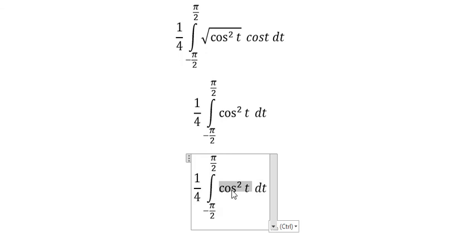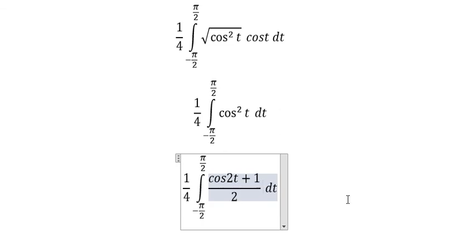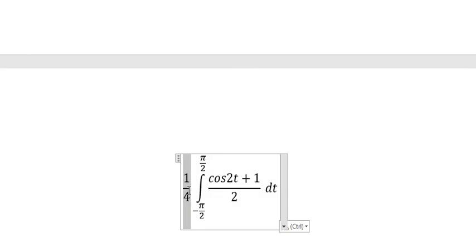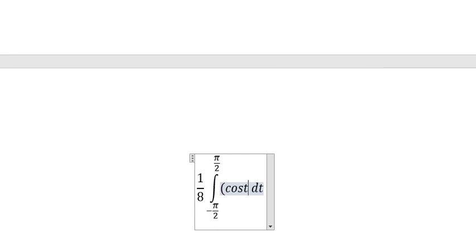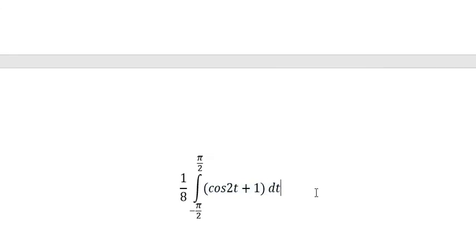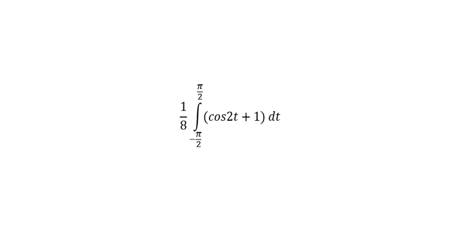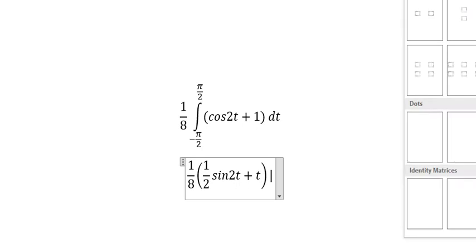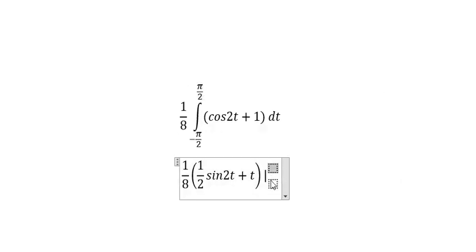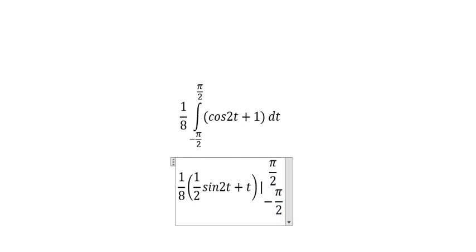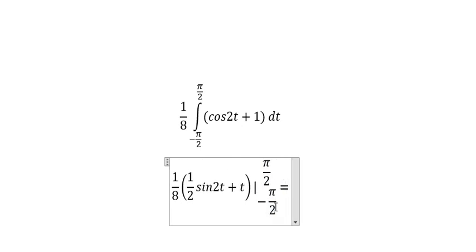So we change cosine t squared into cosine 2t plus 1 over 2. And we put number 2 outside, you got about 1 over 8. And now we got the final answer. We put pi over 2 and negative pi over 2 go in here.